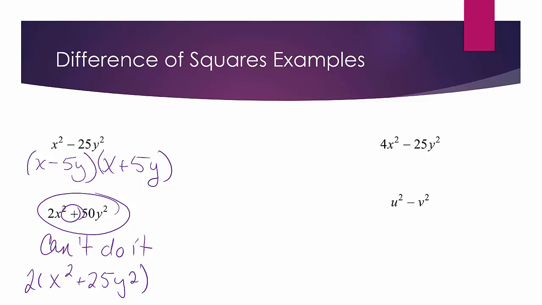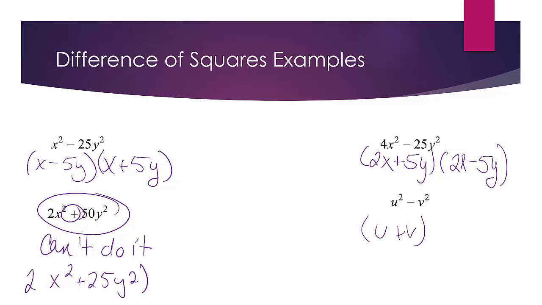Okay. So then let's look at 4x squared minus 25y squared. Cannot pull out a GCF. There are no common factors between 4 and 25 except 1. So we're going to have to break those up into their squares. So we've got 2x plus 5y times 2x minus 5y. And then u squared minus v squared, very simply, u plus v times u minus v.